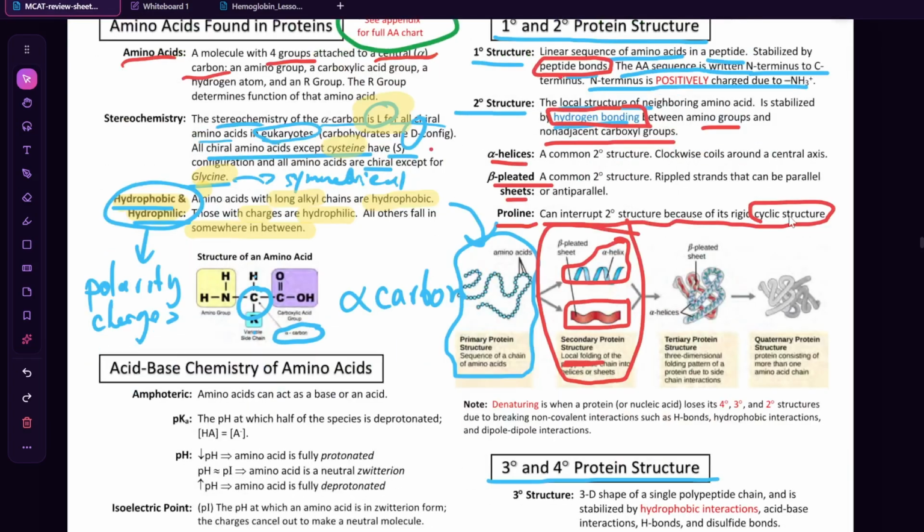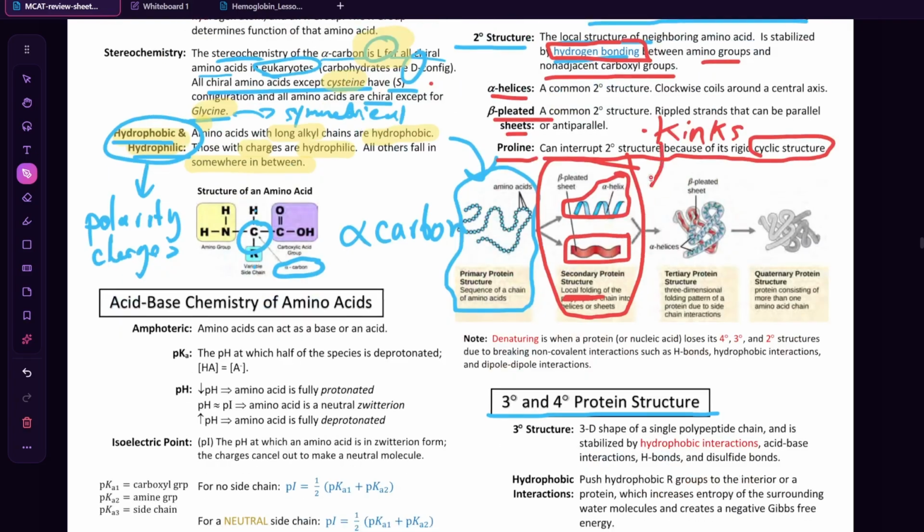And so this one, because of its rigid structure, basically what you have to know is it will start to cause kinks in the structure. A lot of people say the word kinks for that. So that's how it interrupts it. And kinks meaning it'll start to form little knots almost, right?